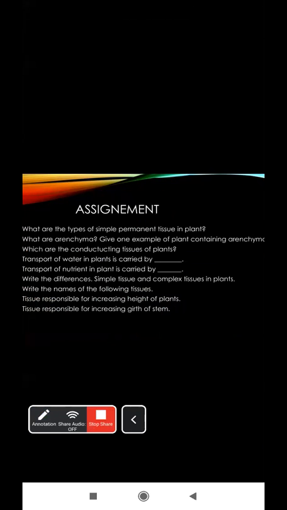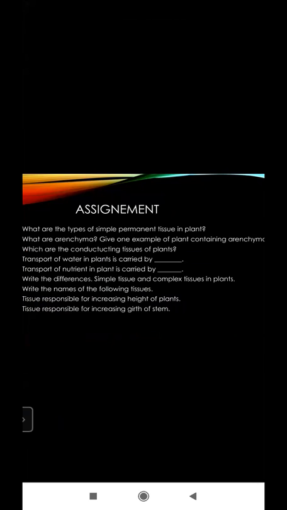Now, what is parenchyma tissue? Give one example of a plant containing parenchyma. Aerenchyma are the modified parenchyma tissues that store air in them. It provides buoyancy to the aquatic plants. Examples of these are, you can write lotus, eichhornia, pistia, whichever is simple for you, water lily.